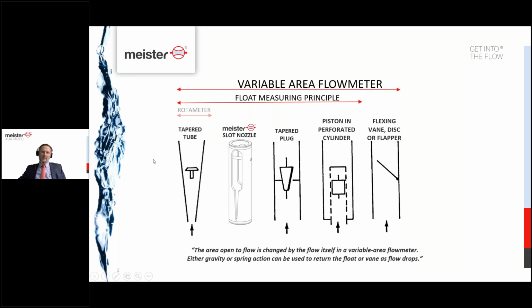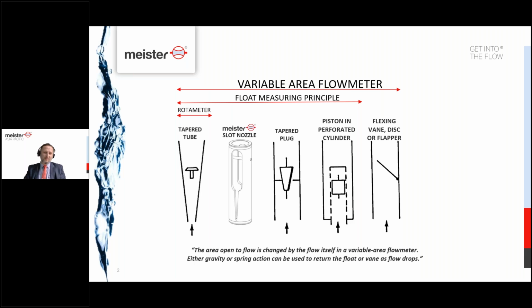In this range now, I like to add one particular type of variable area flow meter, which is an invention of the company Meister, which we call the Meister slot nozzle. The Meister slot nozzle also falls under the float measuring principle. Here I also like to bring in the term rotameter, which is heard often, which would apply here to the very left type of variable area flow meters. And in the Meister slot nozzle, we have this value-adding combination of a few advantages from all these different systems.